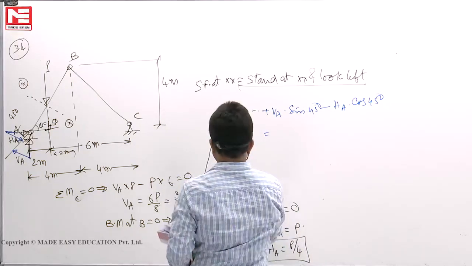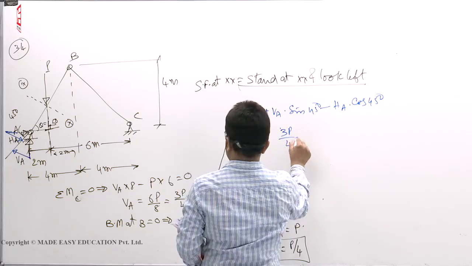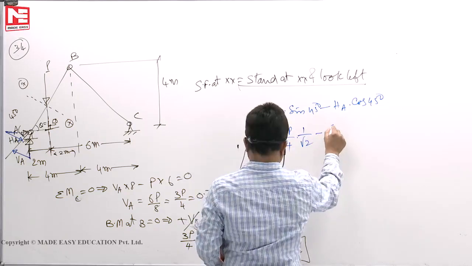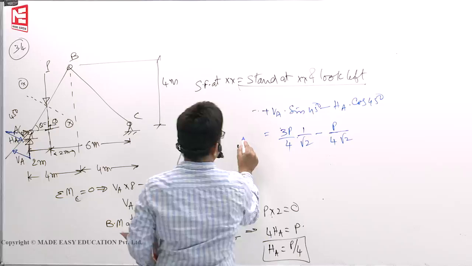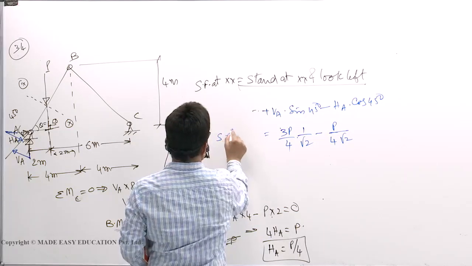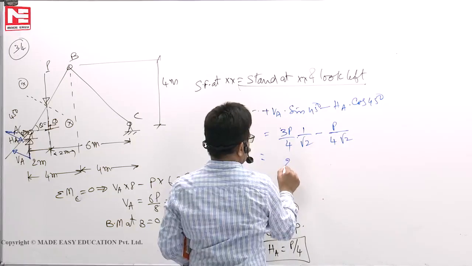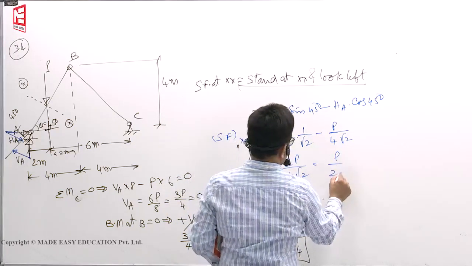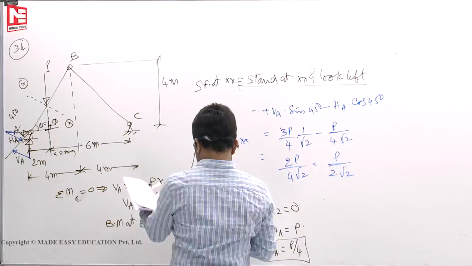So VA you got as 3P by 4, into sin 45 means 1 by root 2, minus HA which is P by 4 into 1 by root 2. This is shear force at XX. So 4 root 2 common, 3P minus P, 2P by 4 root 2. That means P by 2 root 2. So shear force at XX is P by 2 root 2.